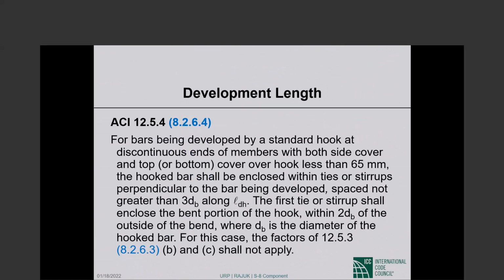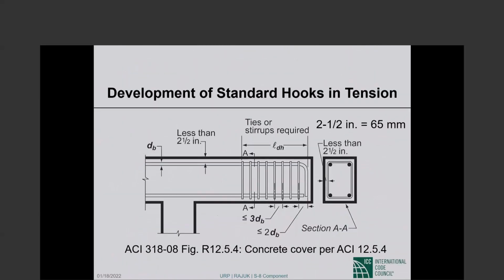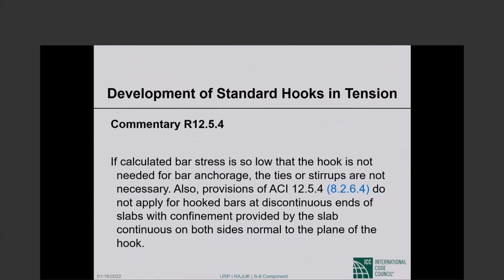This you have seen for bars being developed by a standard hook at discontinuous ends of members with both side cover and top cover over hook less than 65 millimeters. The hooked bar shall be enclosed within ties or stirrups perpendicular to the bar being developed, spaced. So this language describes this picture. Okay, so in some situations you need this kind of transverse reinforcement. After looking at the picture, maybe the language will make more sense.